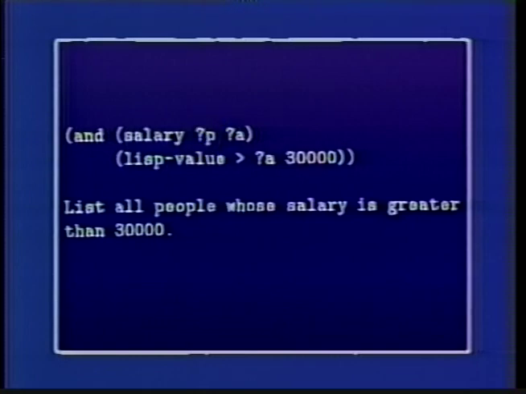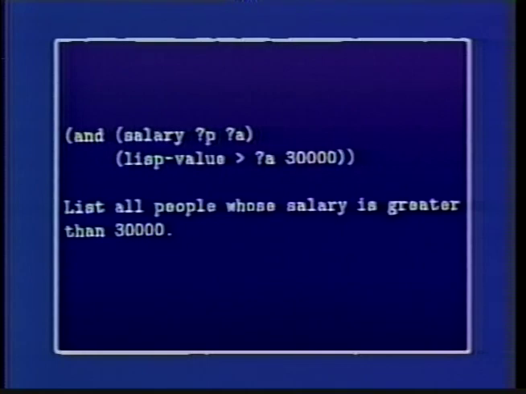And when I go and look at A is greater than 30,000. Lisp value here is a little piece of interface that interfaces the query language to the underlying Lisp. What Lisp value allows you to do is call any Lisp predicate inside a query. So here I'm using the Lisp predicate greater than, so I say Lisp value, and I say and, so all the people whose salary is greater than 30,000.